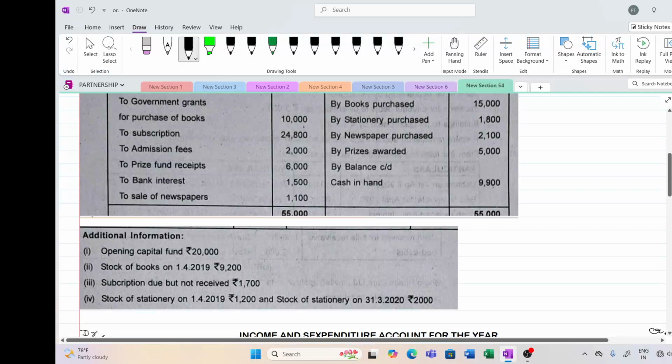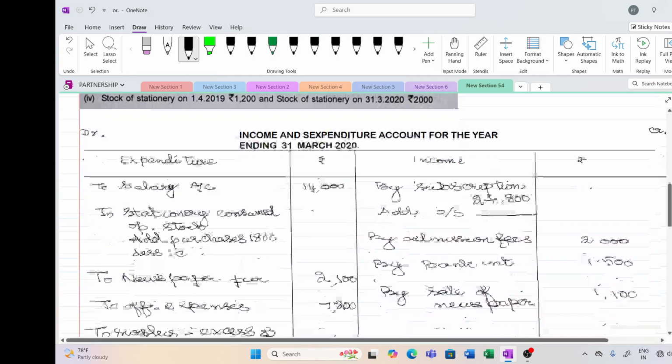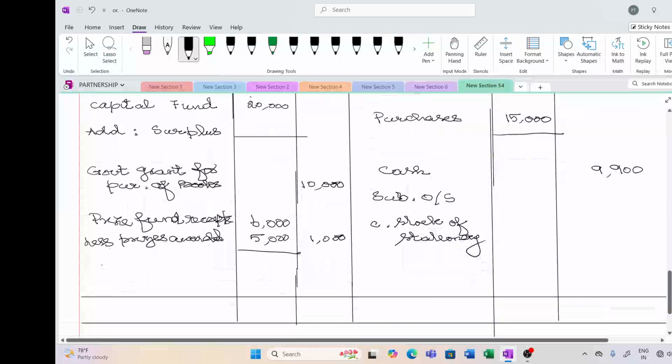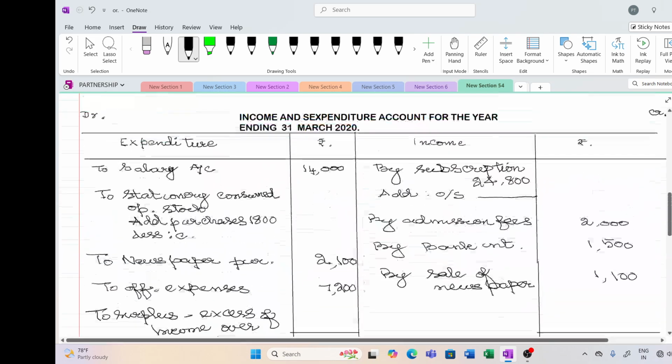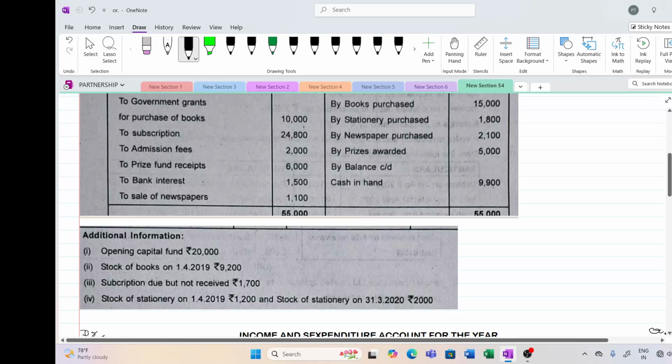So now newspaper purchased, I have entered here newspaper purchased. Now coming to prizes awarded. So out of the prize fund receipts, these prizes were awarded for 5,000 rupees. So we have to take it to the liability side and reduce it from the fund receipt, subtract it from the fund receipt. So balance 1,000 rupees is left out. It is shown in the liability side of the balance sheet.